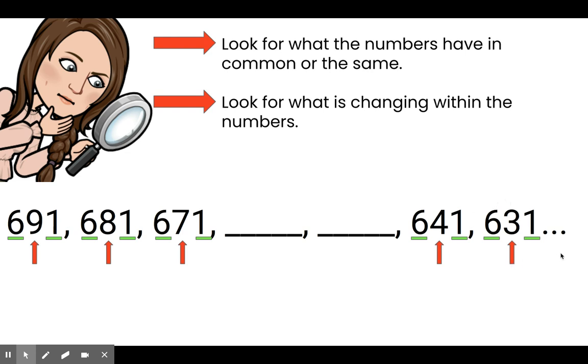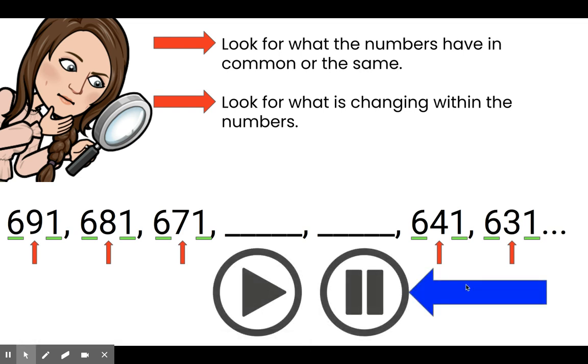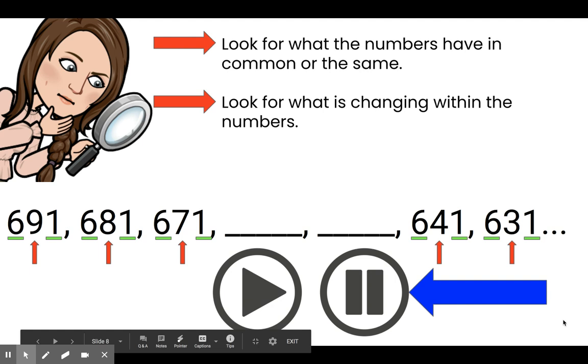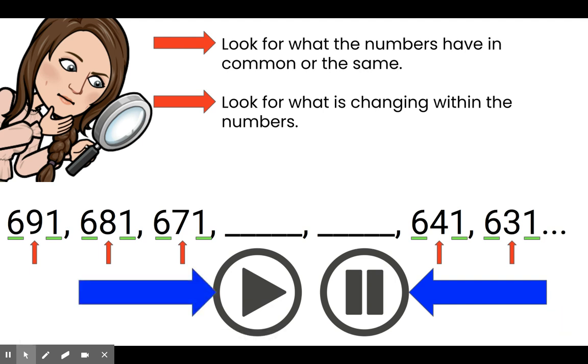It's your turn to try and figure out my pattern by placing in the 2 numbers that are missing in our sequence. You're going to begin by pressing pause. When you're ready to check your answer, then you can press the play button. Go ahead, press pause, write the 2 numbers that are missing from my sequence. When you're ready to check your answer, press play.